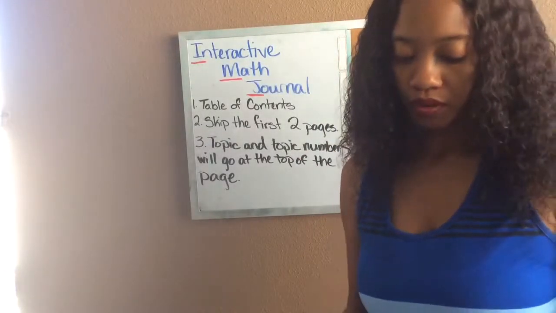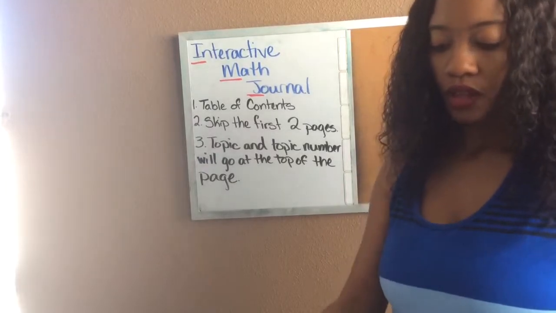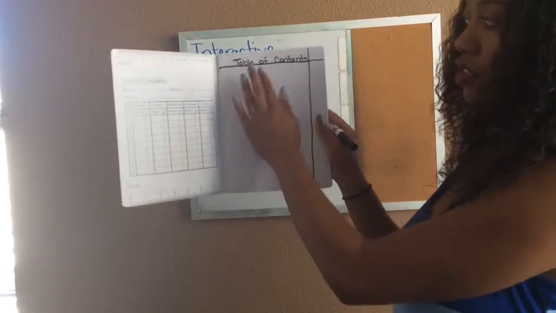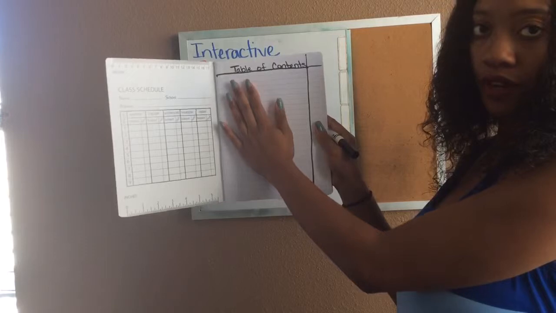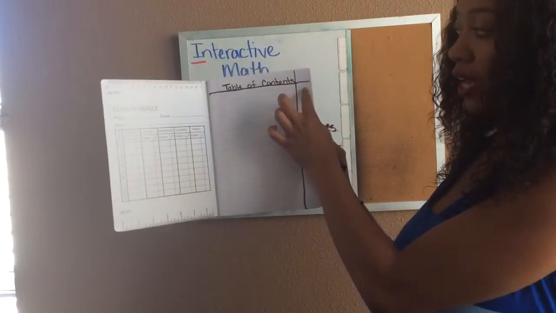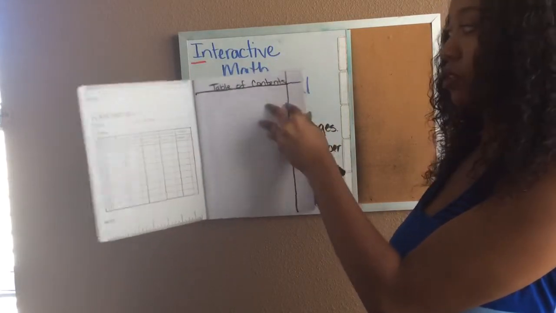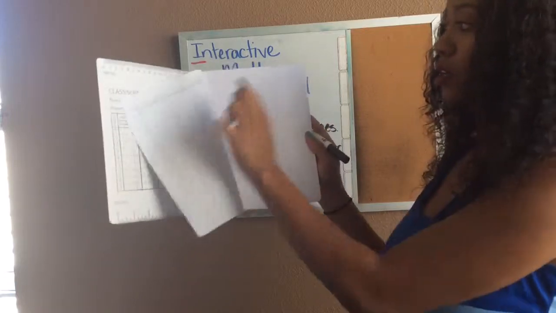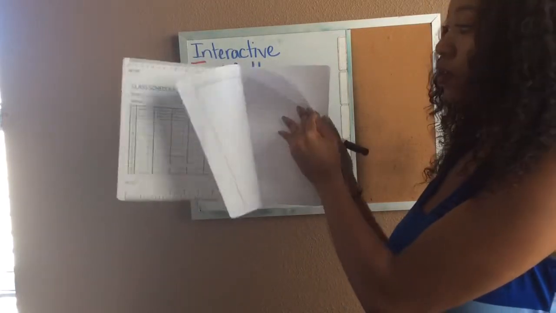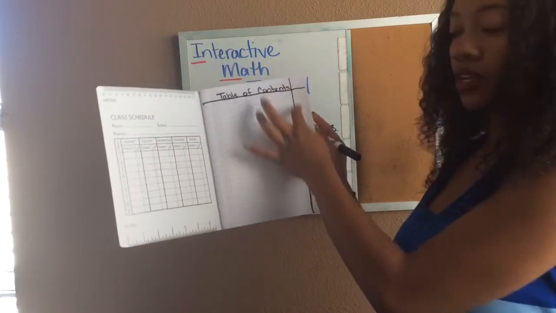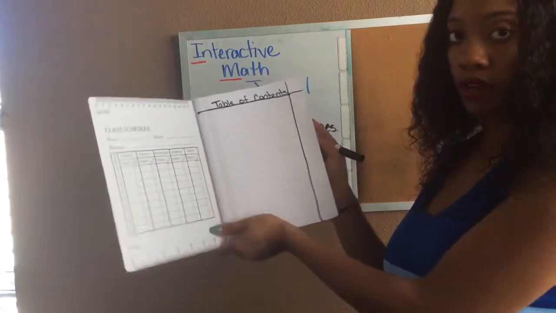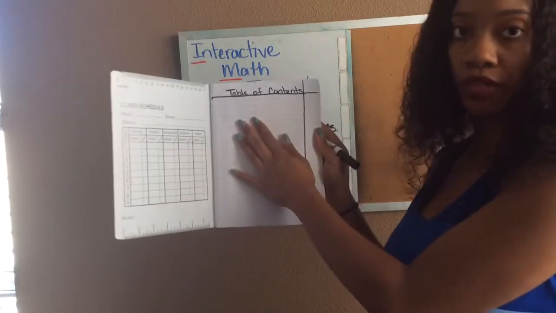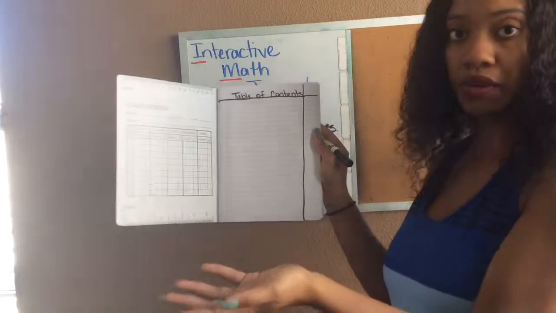Now, for an example, your topics are going to go on this side of your notebook. The page is not the page number. So we're not saying 1, 2, 3. We're not going to number it like that. The numbering is going to come from the topic. So right now you don't have any topics written down, so you're on page 0.